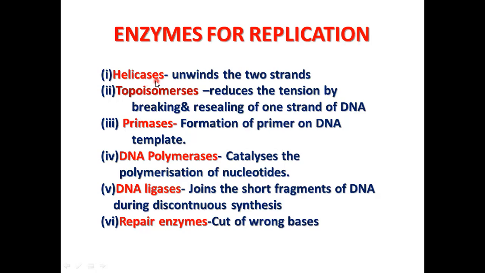So first of all, the enzyme required is helicase. As the name indicates, helicase opens the helix, that is, unwinds the two strands. So the DNA helical structure is there, now the two strands have to be separated. So the role of helicase is to unwind the two strands. Then comes the second enzyme, topoisomerase. This reduces the tension by breaking and resealing one strand of the DNA.